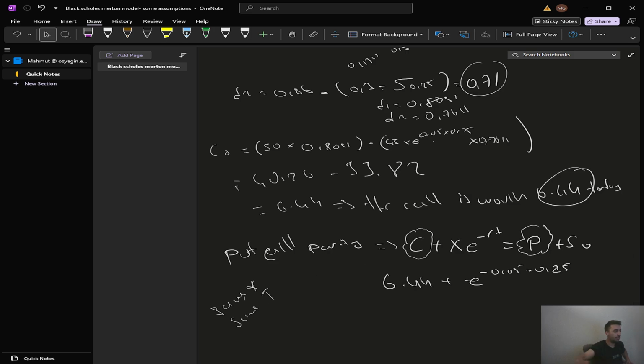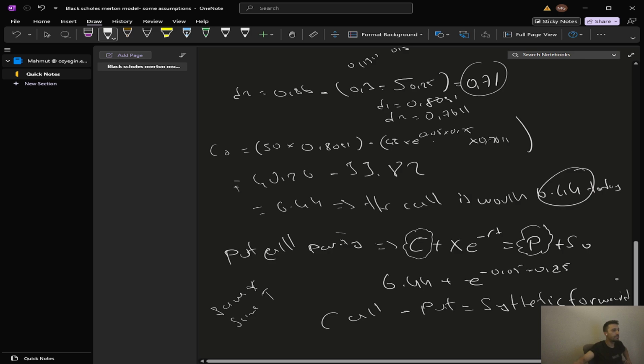We have this equilibrium here, put-call parity: call plus the present value of the strike. This equation implies that holding a long call and short put with the same strike and expiry price is equivalent to holding a forward contract on the underlying asset. In other words, call minus put equals a synthetic forward. That's a synthetic forward.